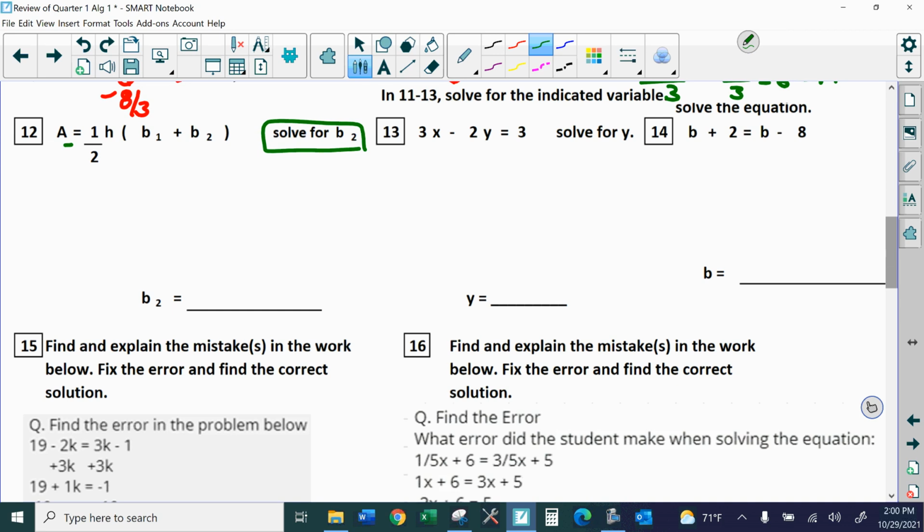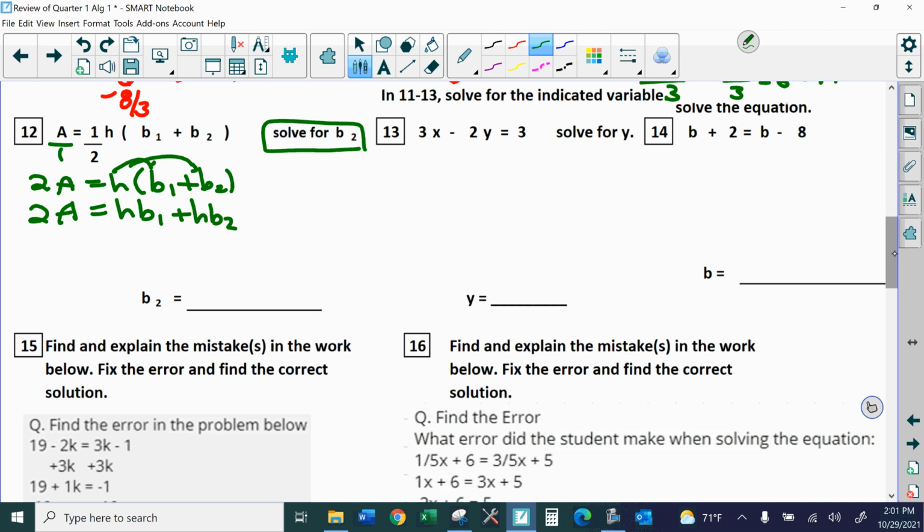I have a fraction there. I can put this as a fraction. Cross multiply, and I get 2a equals h times the quantity b sub 1 plus b sub 2. I could distribute this through here. Get h b sub 1 plus h b sub 2 equals 2a. It has to remain as capital A. Lowercase a you get marked wrong.